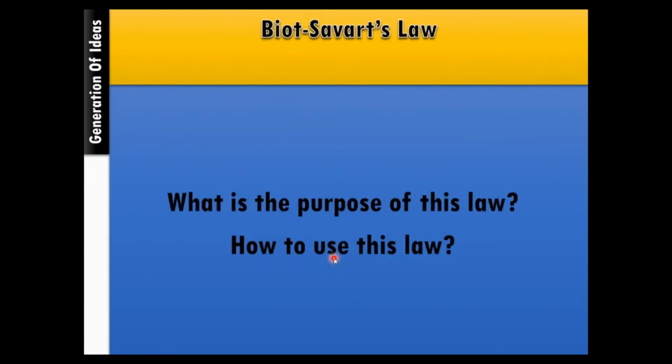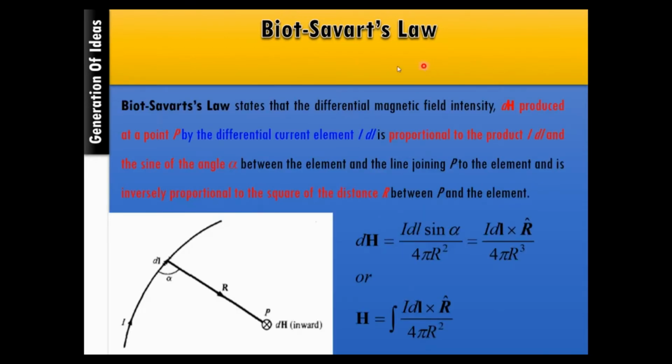So let's look at the Biot-Savart's law. What is the purpose of this law and how to use this law? Just now I briefly told you that this law is mainly used to calculate the magnetic field intensity at a point. So what does the Biot-Savart's law say? It states that the differential magnetic field intensity, dH, is produced at the point P.